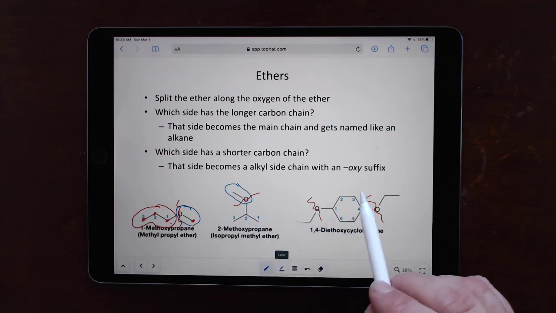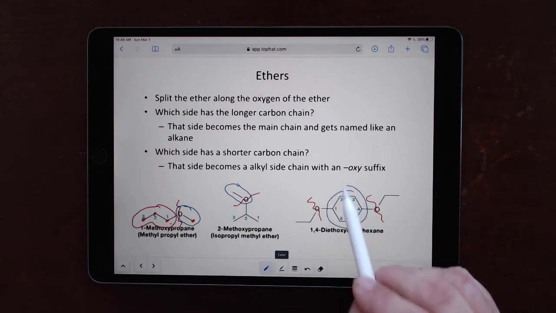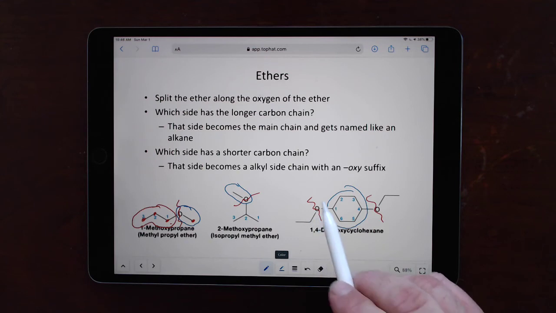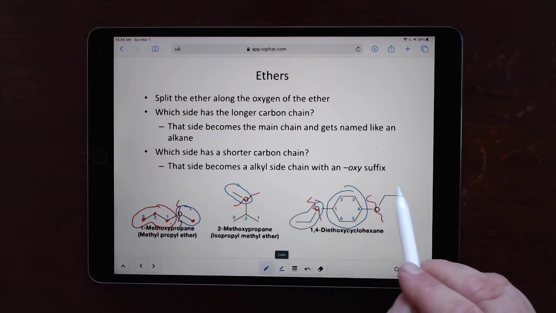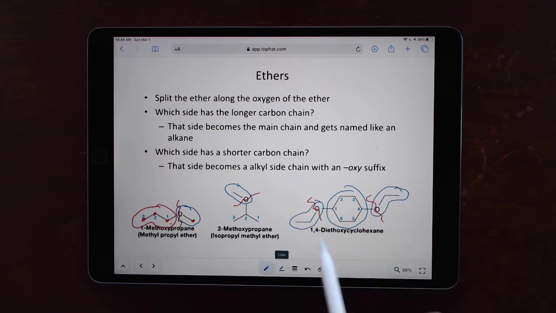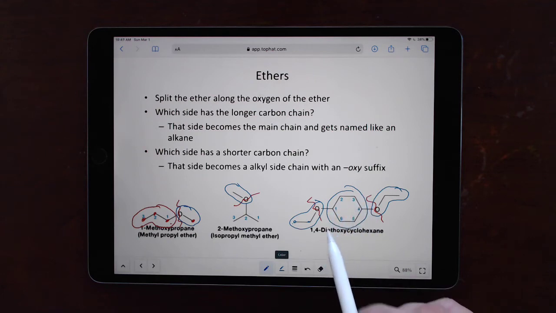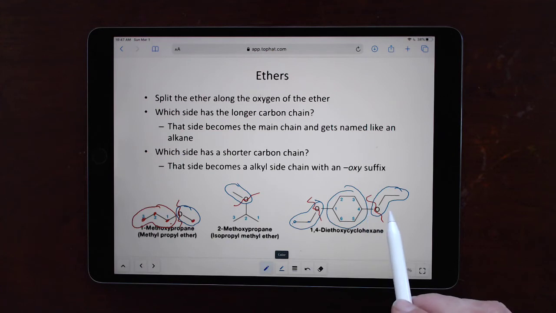Here you've got your ring here, so it's a cyclohexane, which again we'll talk about in a second. So your side chains are going to be here and here. Again, it's a 2 carbon side chain, which would normally be ethyl, but you're connecting through an oxygen into that main chain here, and so it'd be ethoxy. So it's a 1,4-diethoxy.